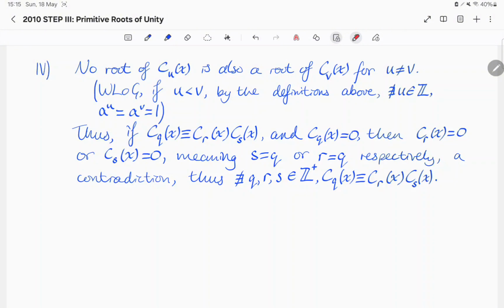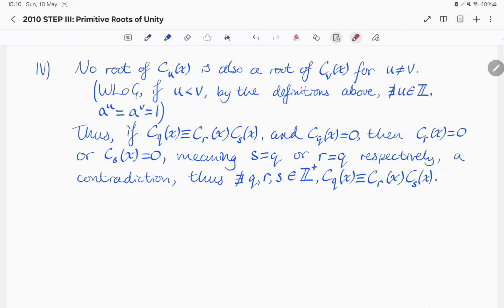Firstly, we'll say that no root of Cu of x is also a root of Cv of x, for u not equal to v. This follows directly from the definitions above. Without loss of generality, if u is less than v, then there does not exist an a such that a to the u is equal to a to the v is equal to 1.